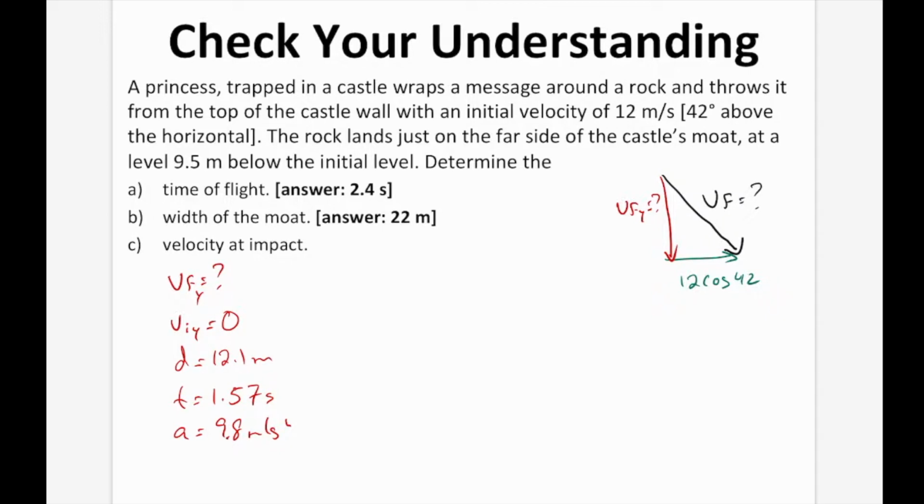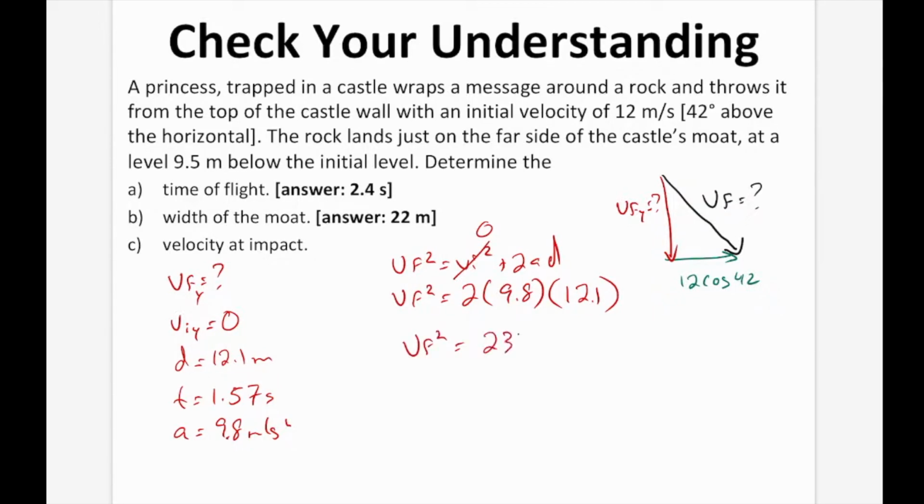So how do we figure this out? Well, we need to use one of our equations, of course. So let's use VF squared equals VI squared plus 2AD. VF squared is our question. We know that is 0. 2 times 9.8 times a falling distance of 12.1 meters. VF squared equals 237.16. We take the square root of both, and we get a value of 15.4 meters per second. And we're going to leave it at that. 15.4, there's no need to round.